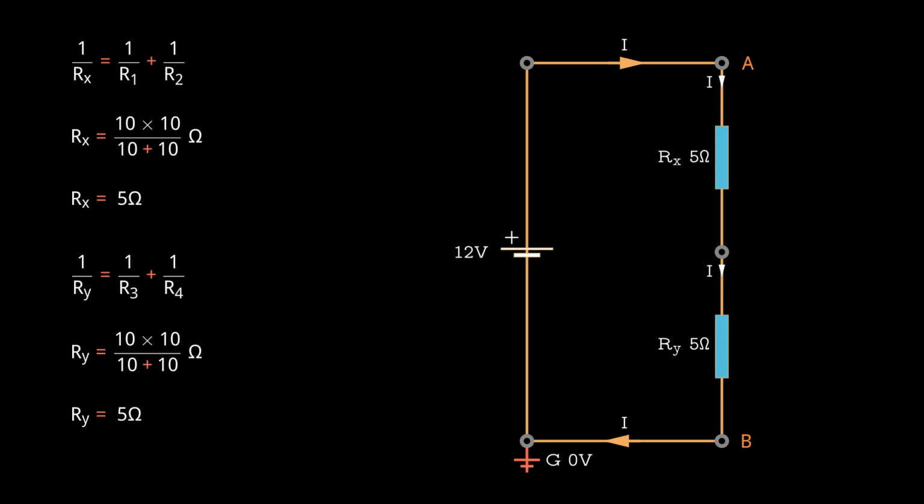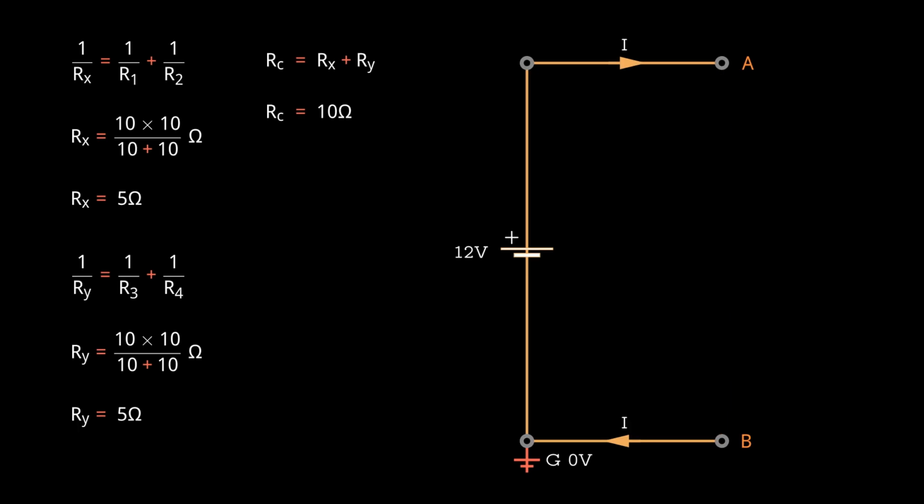These two 5 ohm resistors are then in series. When resistors are in series, we simply add their values to determine the total resistance. The combined resistance is 10 ohms, which confirms the result we derived earlier.